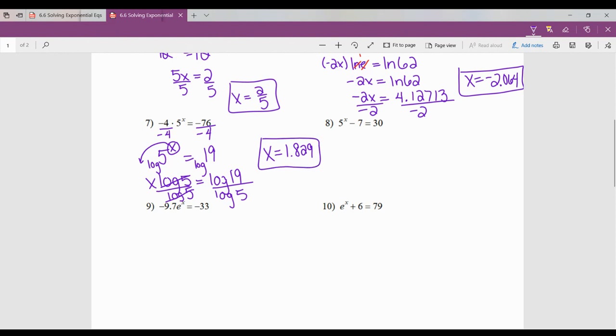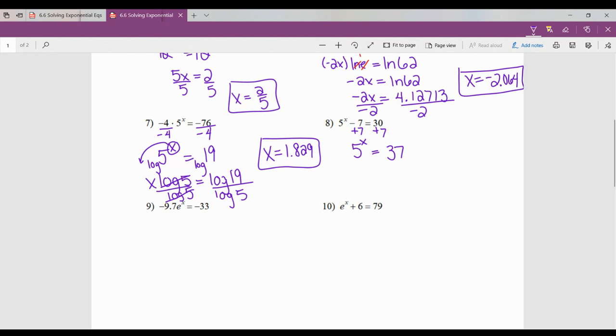Okay, so for number 8, we've got something going on the outside of the base and the exponent, so it's subtracting by 7. So since it's subtracting 7, we're going to undo that by adding 7, right? So problem number 7, it was multiplying by -4, so we divided by -4. Problem number 8, it was subtracting 7, so we add 7. So we've got 5 raised to the x equals 37.